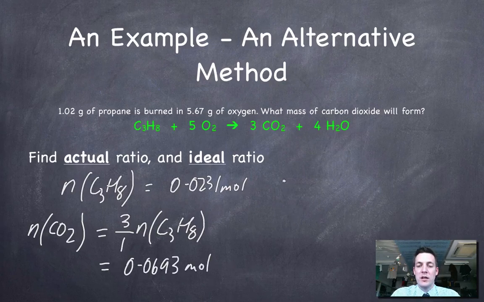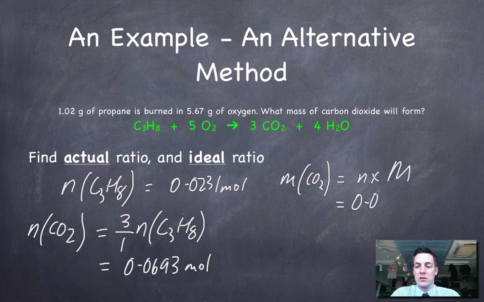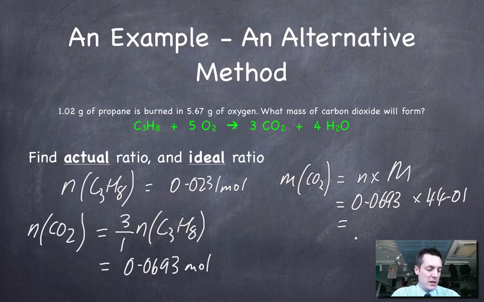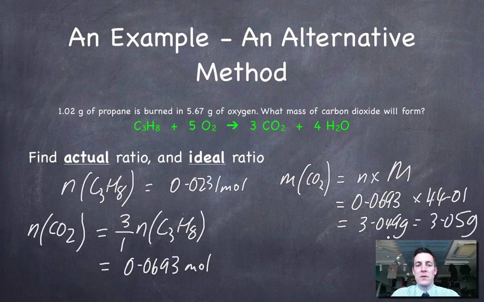And now I can go ahead and find the mass of carbon dioxide, because that equals the number of moles times the molar mass, which is 0.0693 times 44.01. I've just done that because I remember it, but it's 1 carbon and 2 oxygens, and that equals 3.049 grams, which is 3 significant figures here, 3.05 grams. So a different way there that doesn't really involve any mental arithmetic, and it's kind of foolproof.